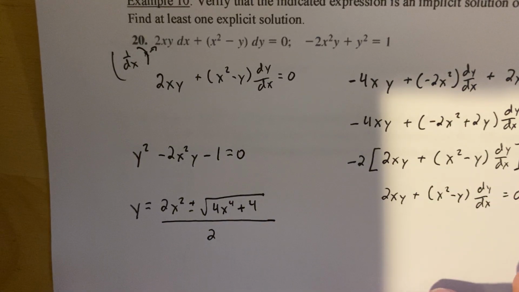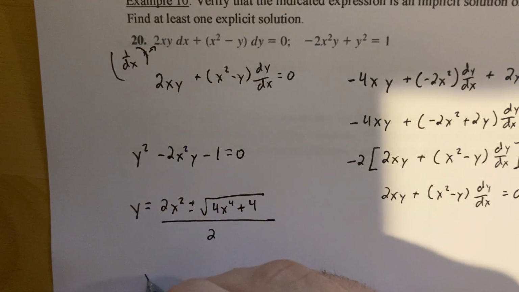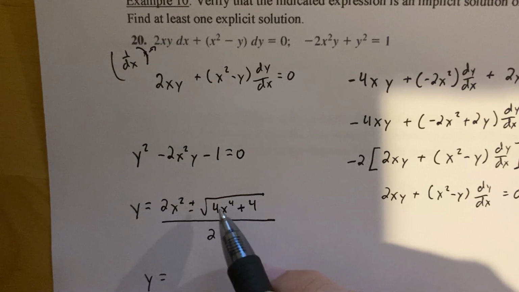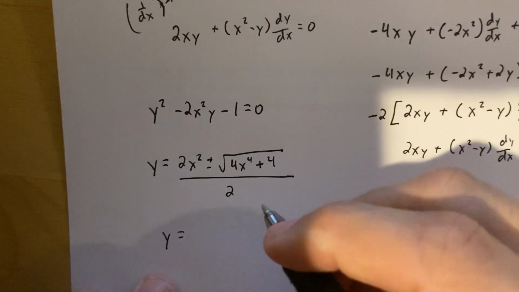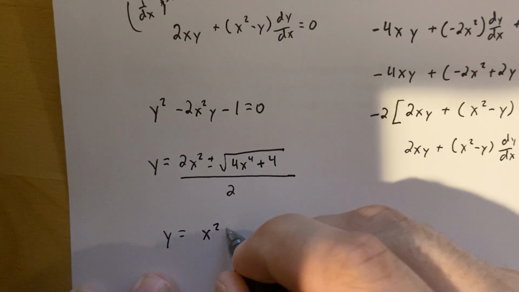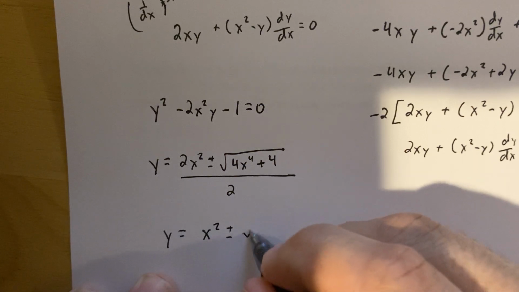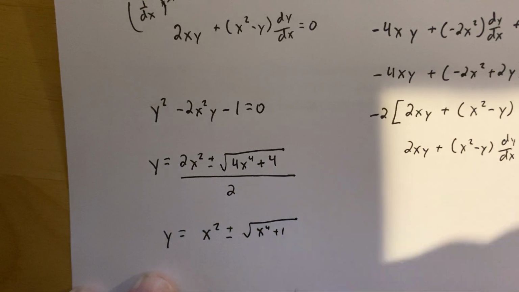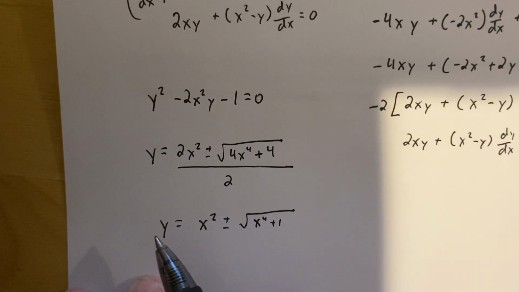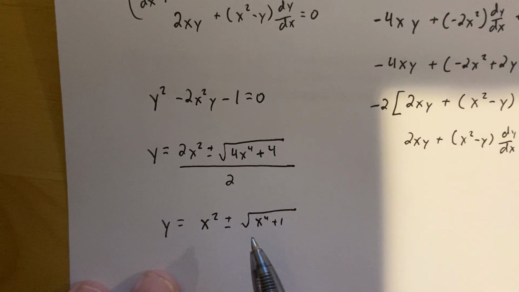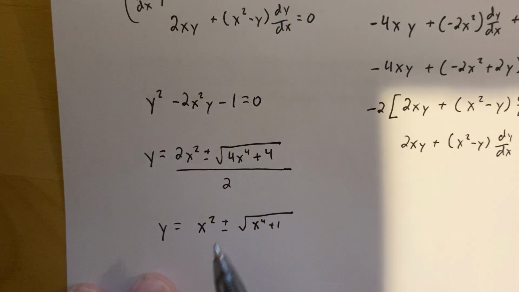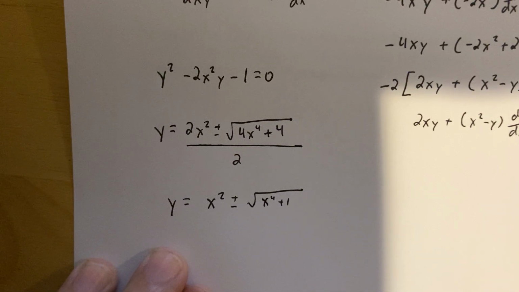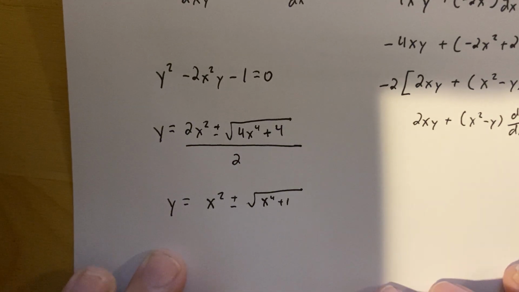All right. And one thing that I notice here is that I can pull out a 4. When I pull out a 4, it's going to be a 2. So I'm just going to be left with x squared plus or minus the square root of x to the 4th plus 1. And so this right here, I have y. This is now an explicit solution. And it said you find at least 1. Here I found 2, all right? Where I would only have 2 because it's y squared. So there's 2 potential solutions.